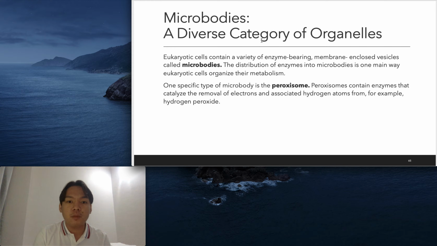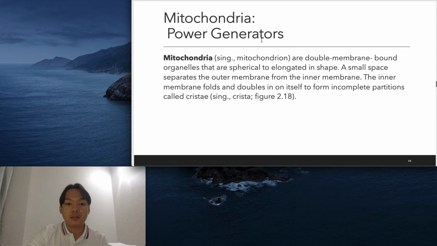So we have also microbodies, a diverse category of organelles. Enzyme-bearing membrane-enclosed vesicles are called microbodies. The enzymes in microbodies are one of the main ways where eukaryotic cells are able to organize their metabolism. One type of microbody we call the peroxisome. They contain enzymes that catalyze the removal of electrons and associated hydrogen atoms, for example, hydrogen peroxide. So we have peroxisomes.